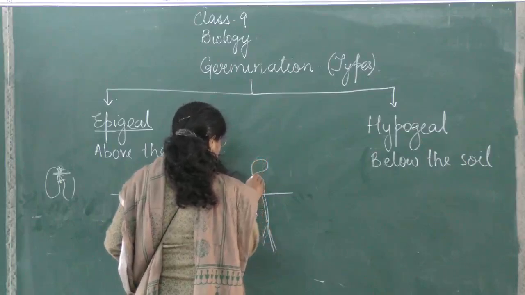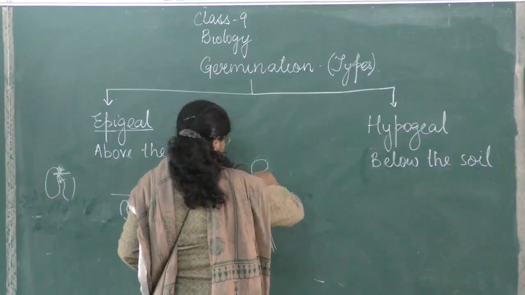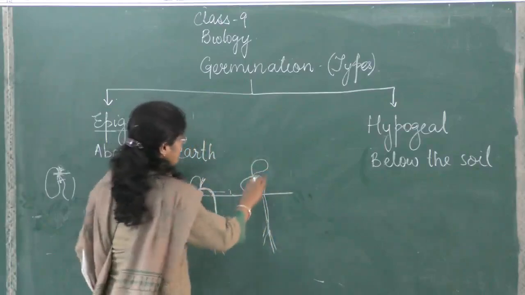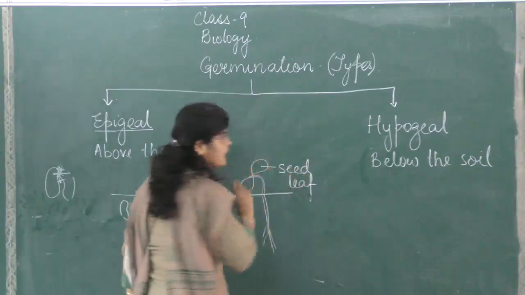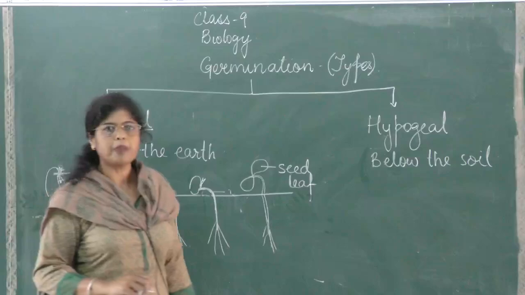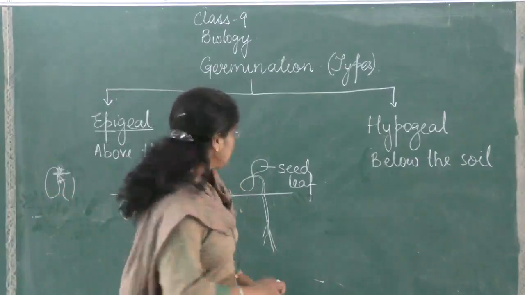Like here, the cotyledons open up like the leaves. That is why we call these seed leaves. They are not real leaves. They are not developed from the plumule. They are actually the cotyledon.